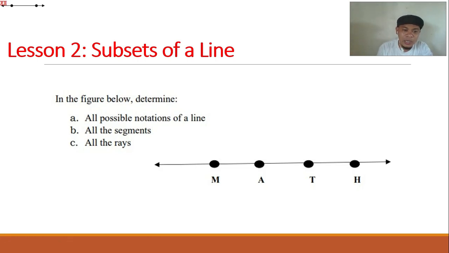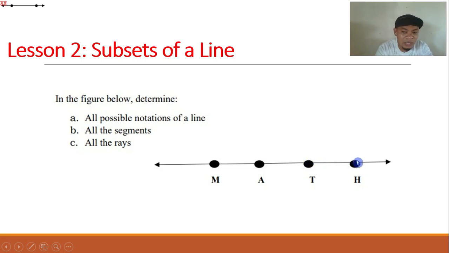And how about letter B? All the segments. Segments of endpoint. So this one. Ito yung mga points. So endpoint. So this one and this one. Endpoint. So this is segment MA. Okay, then this is segment AT. Segment TH. Kung sa kabila tayo magsimula, segment HT.